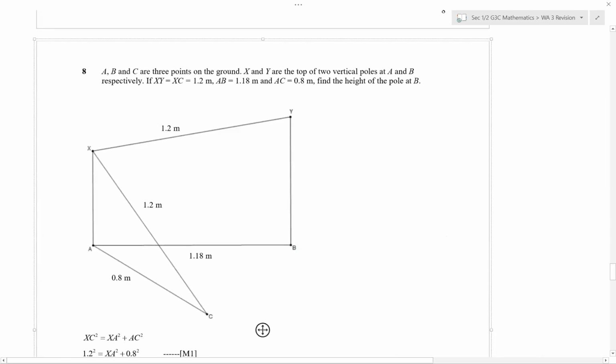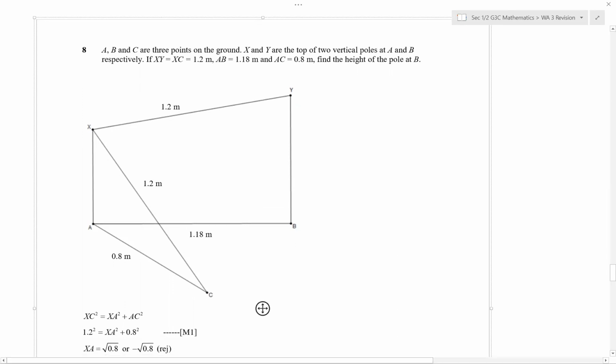Okay, question 8. A, B, C are 3 points on the ground. So this is a 3D diagram already. They are on the level ground, X and Y. They are the top of 2 vertical poles at A and B. And then the dimensions given, AB 1.18, 0.8.